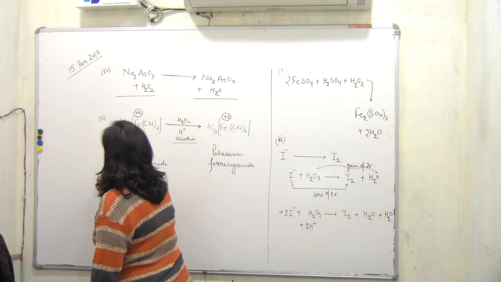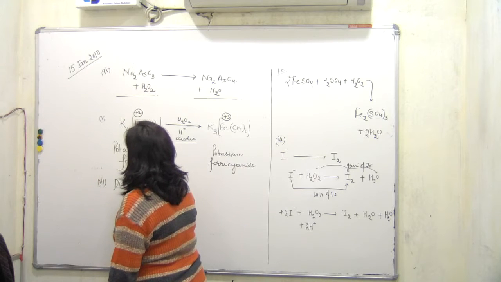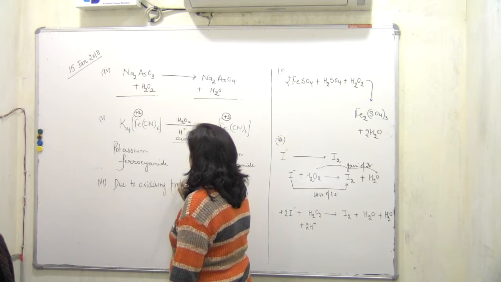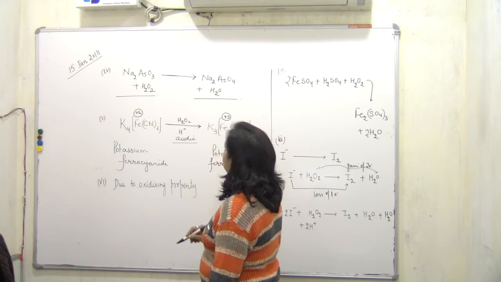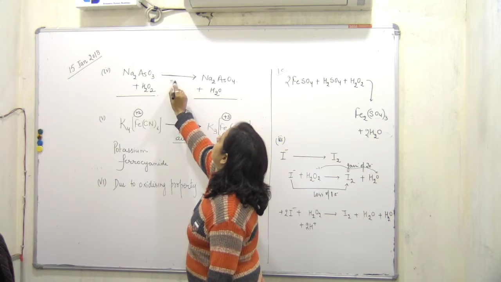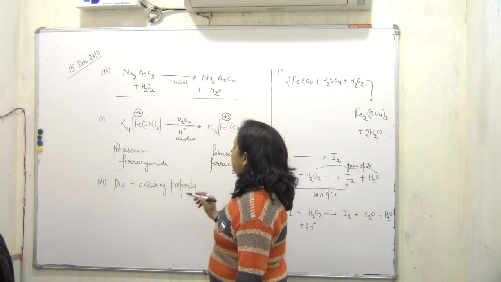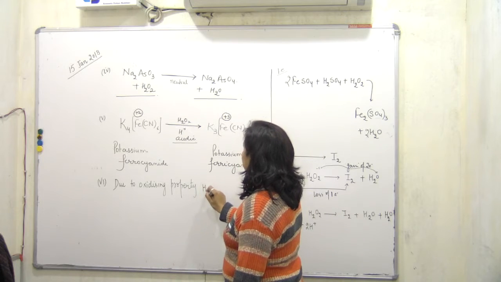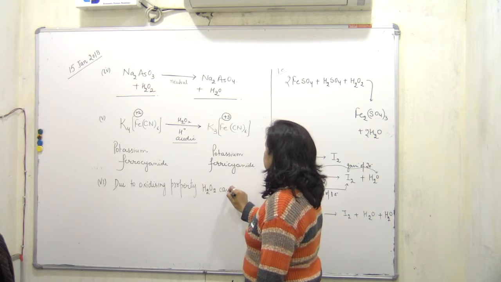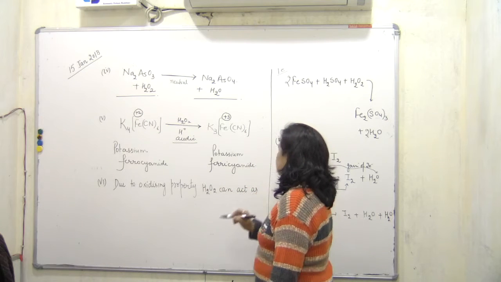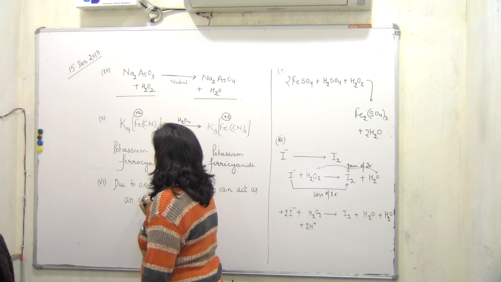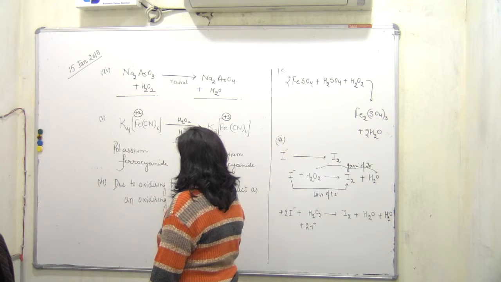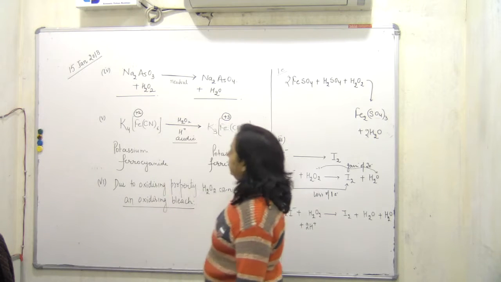Next is, due to oxidizing property, ऊपर वाले का मीडियम क्या है? Neutral. Due to oxidizing property of hydrogen peroxide, H2O2 can act as an oxidizing bleach. It has oxidizing bleach acting nature.